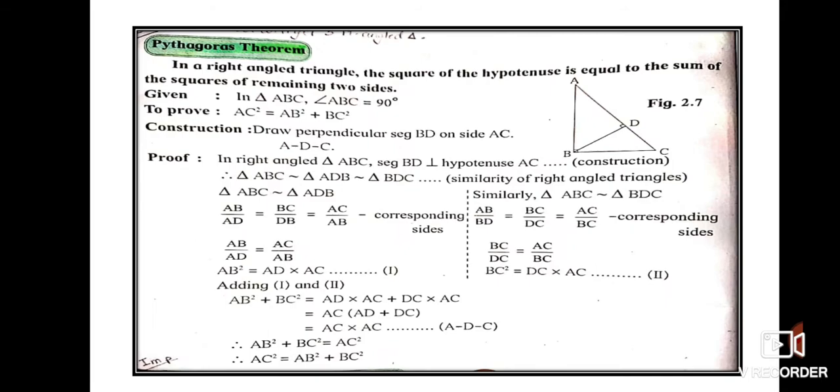We go to the next theorem, very important theorem. Every alternate year, this theorem is asked in the exam. In a right angle triangle, the square of the hypotenuse. So you have a right angle triangle ABC. The square of the hypotenuse, AC is the hypotenuse, is equal to the sum of the squares of the remaining two sides. That is AC square is equal to AB square plus BC square.